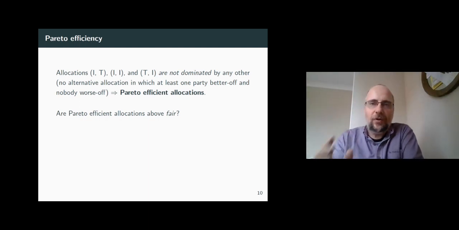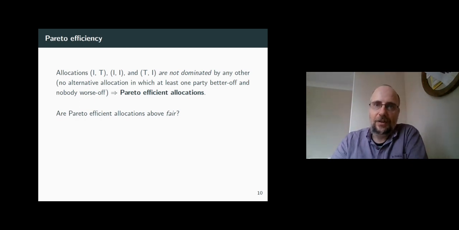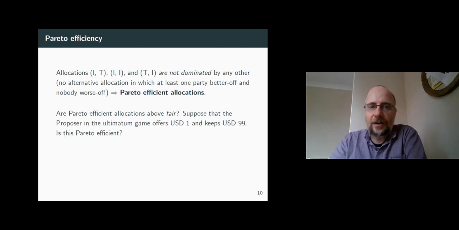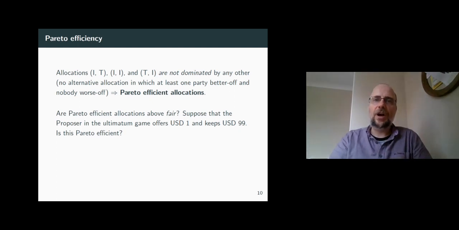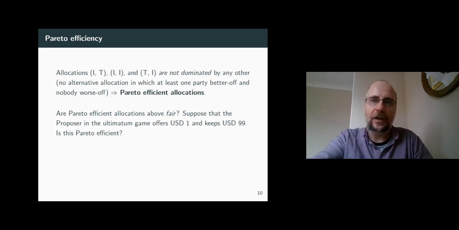Okay, we know Pareto efficient allocations are efficient. You can't really improve on them. But we still don't know if the Pareto efficient allocations are fair. Fairness necessarily involves making a judgment call. Let's go back to the ultimatum game. In the ultimatum game, all allocations are Pareto efficient. You can't really give more to the responder without making the proposer worse off. So a split of 99-1 in favor of the proposer is Pareto efficient. But is it fair?